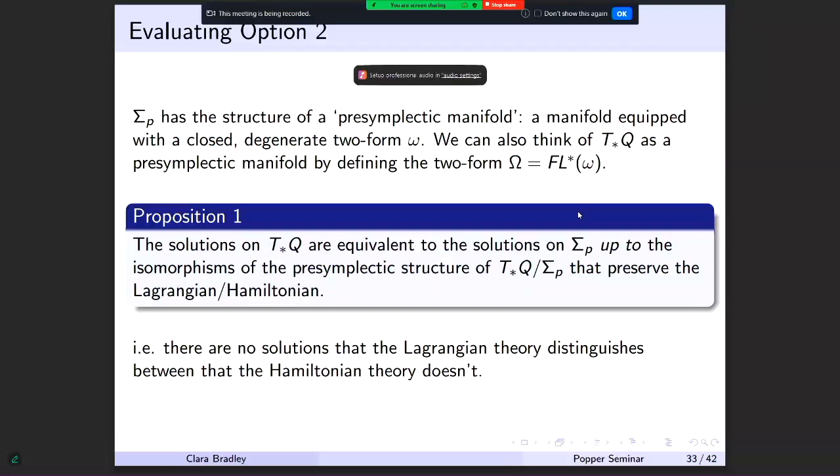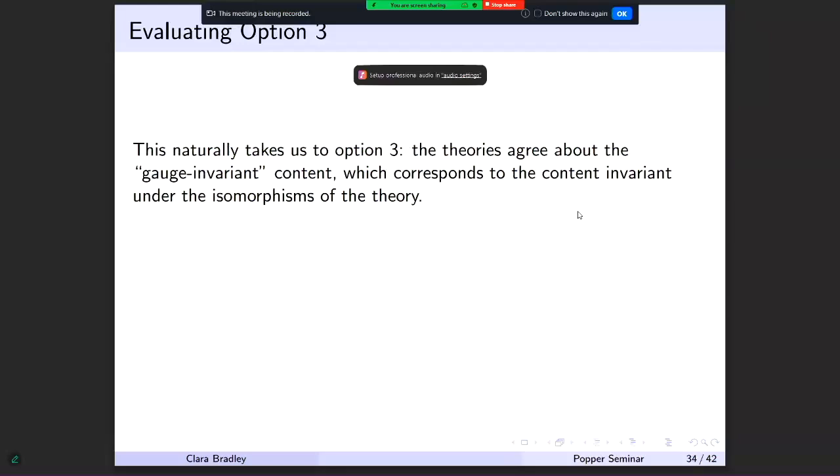Actually, when we're thinking about the distinctions that the structure of these theories make, they're exactly the same. Okay. So that takes us to our third option, which is to think about whether all that matters is that the theories agree about this gauge invariant content, the stuff that doesn't vary under the gauge transformations. And we've made this more precise. We've said that this actually corresponds to the content that's invariant under the isomorphisms of that theory.